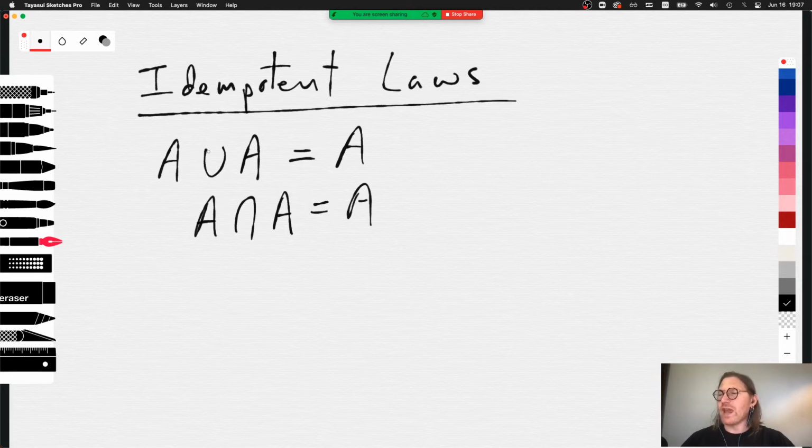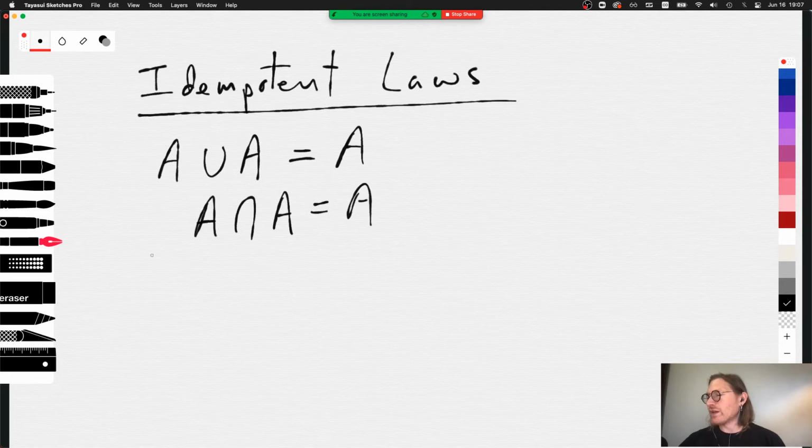So if you ever see A union A, and this is an expression standing on its own within a larger expression, if you can operate on that expression, it is irreducible to A. So that one is a bit of a tautology. There are some other obvious things.